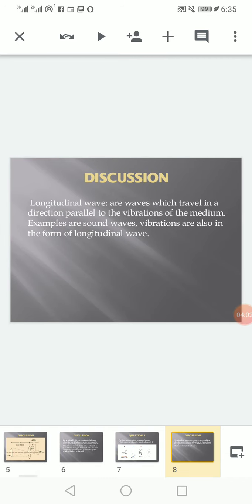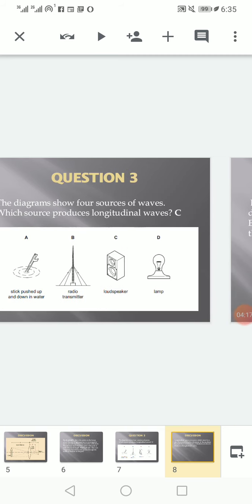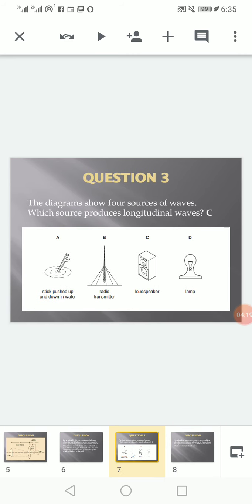But I will go further to explain what longitudinal waves are. Longitudinal waves travel in a direction parallel to the vibration of the medium. Examples are sound waves. So all sound waves are longitudinal waves, and the only source of sound wave from the options given is the loudspeaker.